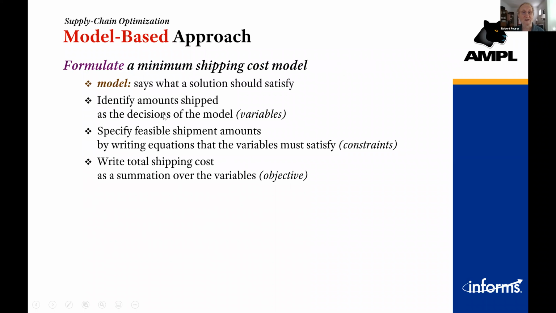So you identify the decisions, the amount shipped, which are called your variables. You specify what shipment amounts are going to be allowed by writing various equations and inequalities, which are called constraints. And then you write out a total shipping cost as a sum of all the costs. So you describe what your answer ought to satisfy without saying how. And then you collect all the costs and capacities and supplies and demands in your data. And given this description and one scenario of data, you have an optimization problem.